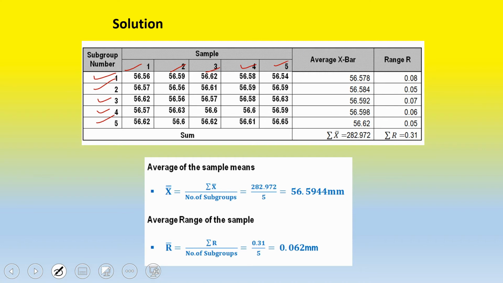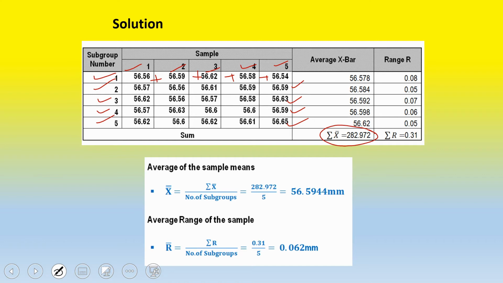Initially, we have to find the average, X bar. We have to add these values, then find the average by dividing by 5. In the same manner, we have to find the second, third, fourth, and fifth averages of X bar. Then we have to find the total sum of X bar.